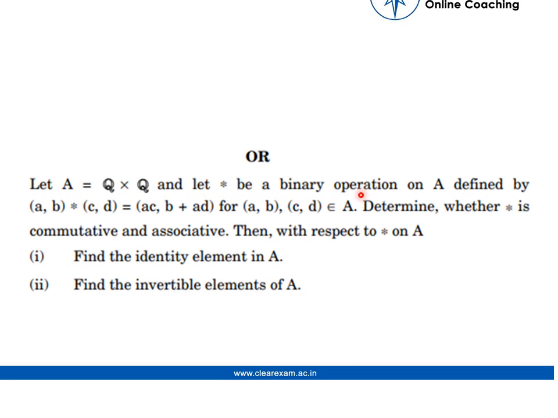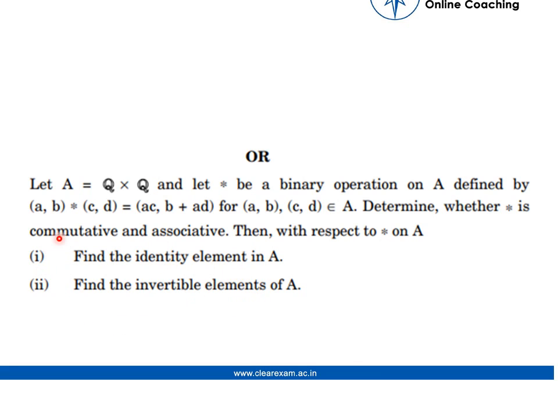The next question says, let A equal Q cross Q, and let star be a binary operation on A defined by (a, b) star (c, d) equals (ac, b plus ad) for (a, b), (c, d) belonging to A. We need to determine whether the star is commutative and associative. Then with respect to star on A, we need to find the identity element and invertible elements.